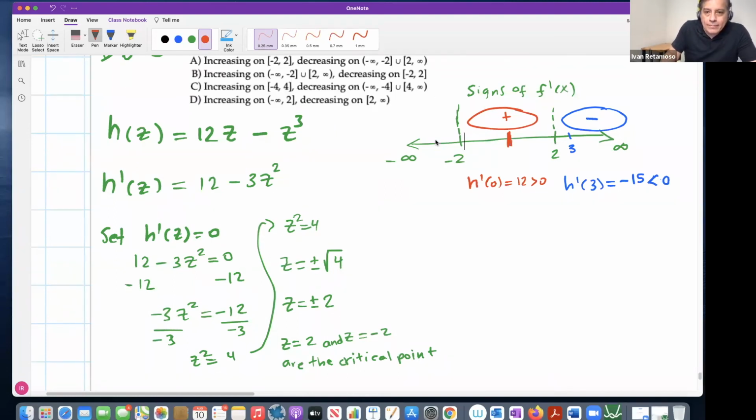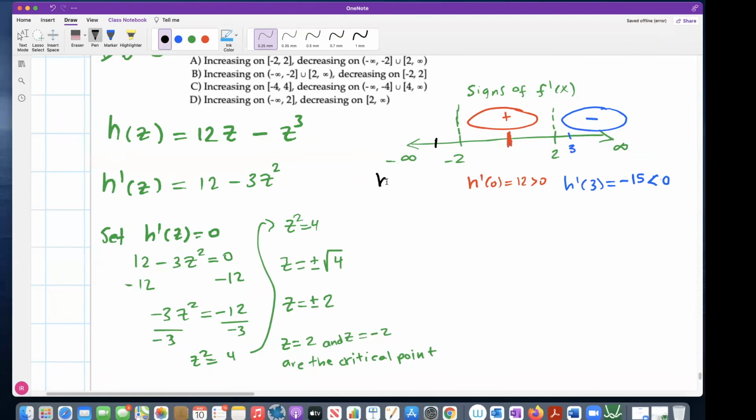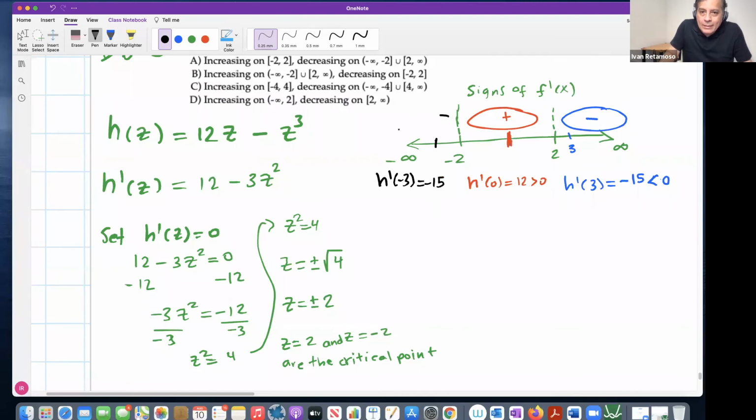And over here, what could be a good test point for this part? What test point should we use here? h prime at -3. -3, right? Good, Adriana. Now, notice if you put -3 here, it's the same as putting 3, because the square of -3 and of 3 is the same. So you will get the same output value, -15. You can check in the calculator. So this means that all this region is negative.